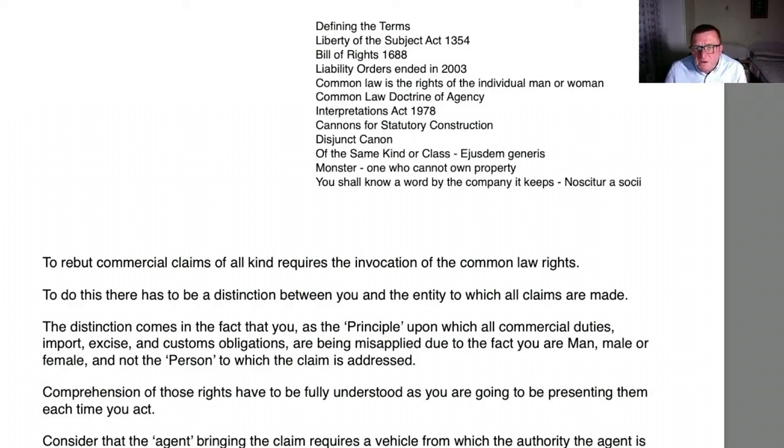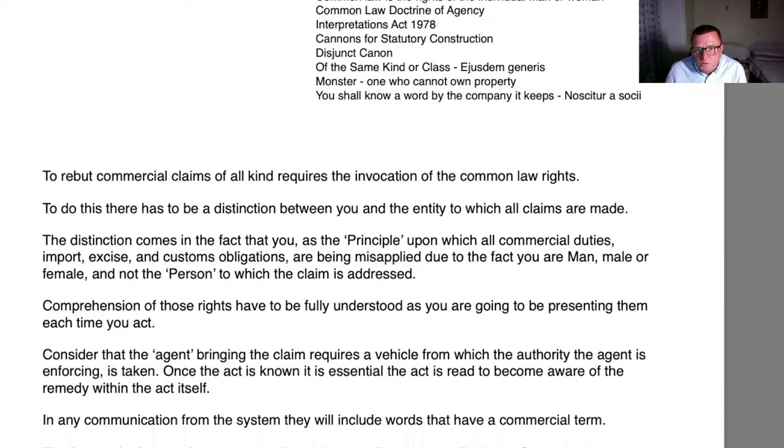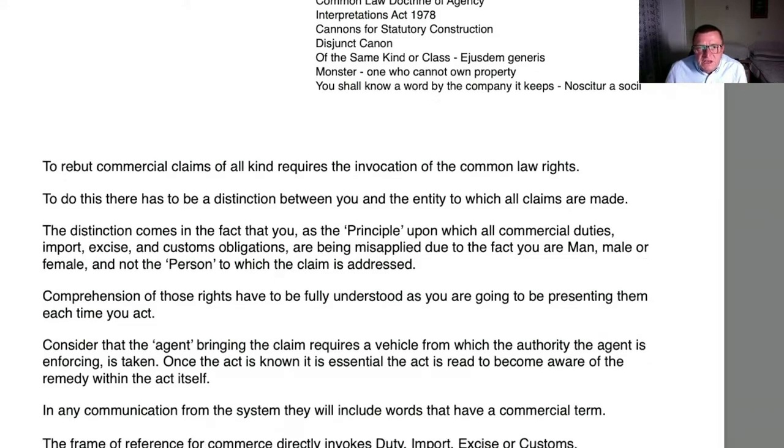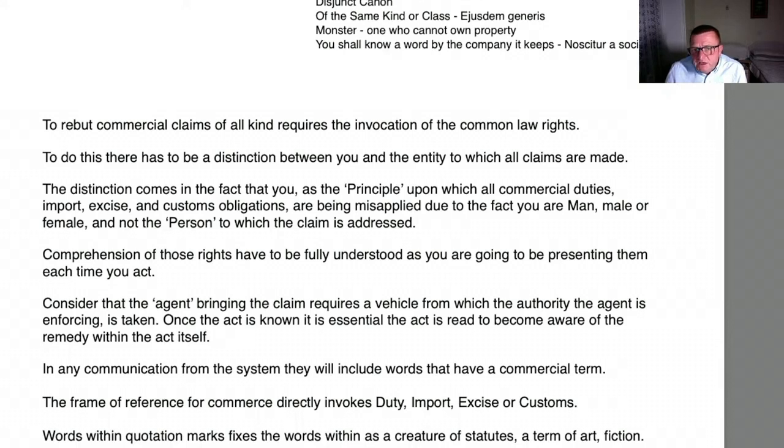But in so doing, in this particular instance, we are invoking the common law rights. So of course you're going to have to know them. But you don't need to know Corpus Juris. Magna Carta is the start of it, and it moves on from there. And to do this, there has to be a distinction between you, flesh and blood, and the entity to which all the claims are being made.